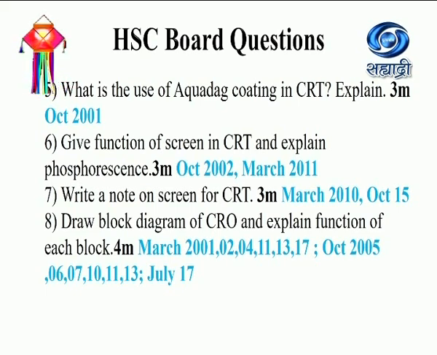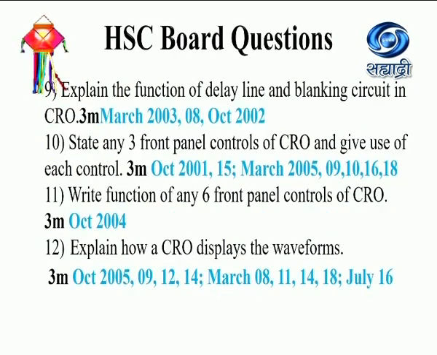Next question, draw block diagram of CRO and explain function of each block for 4 marks. So 1 mark is assigned for block diagram, and you have to explain those 7 blocks of the block diagram of CRO for the remaining 3 marks. Explain the function of delay line and blanking circuit in CRO. So here in this question, you have to explain particular blocks, that is delay line and blanking circuit, for 3 marks.